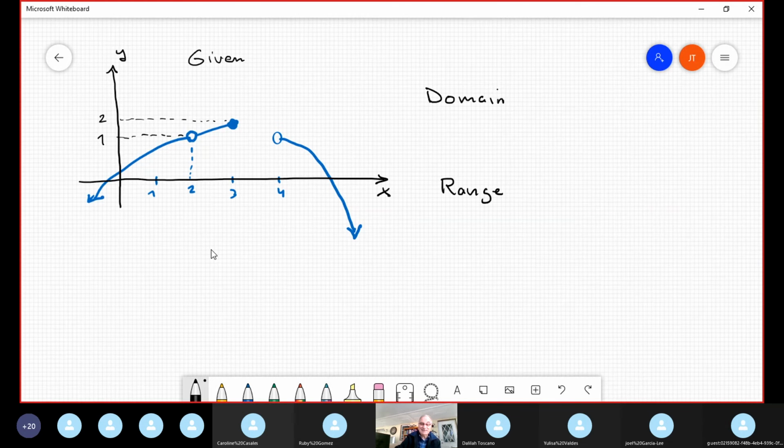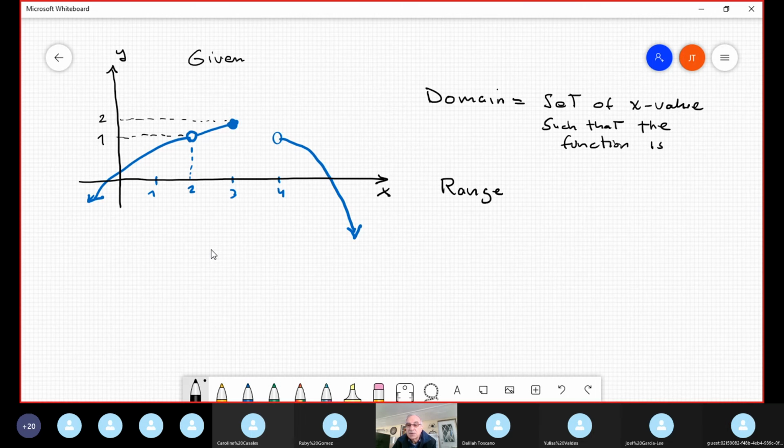Remember, domain is, see, you define in your own words, what is domain? Domain is the set of x values such that the function is defined. Because we have two possibilities, defined or undefined.